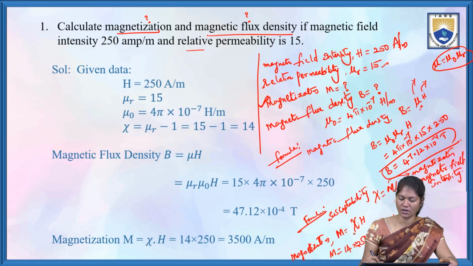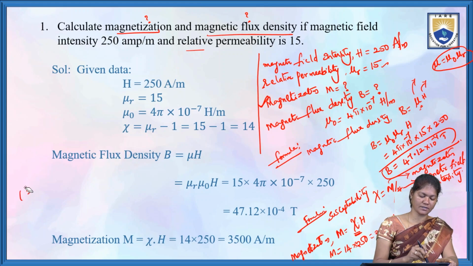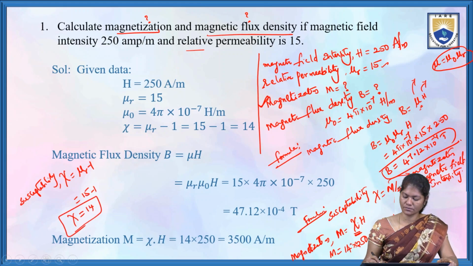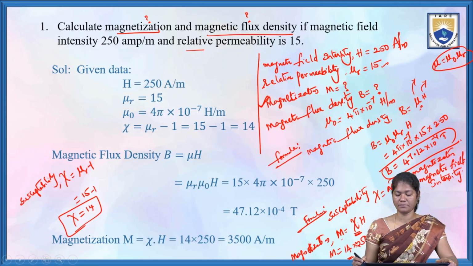ampere per meter. How can we calculate this chi value? Susceptibility chi is equal to mu r minus 1. Mu r we know is 15, minus 1, so it is equal to 14. So M is equal to chi into H, which is 14 into 250, equal to 3500 ampere per meter.